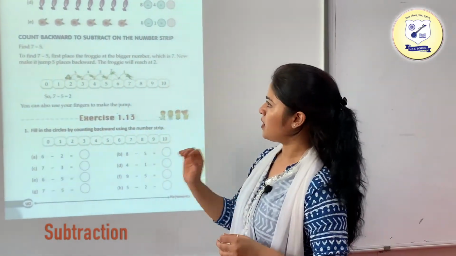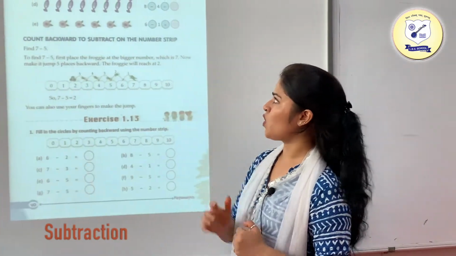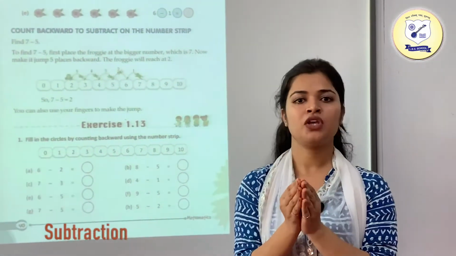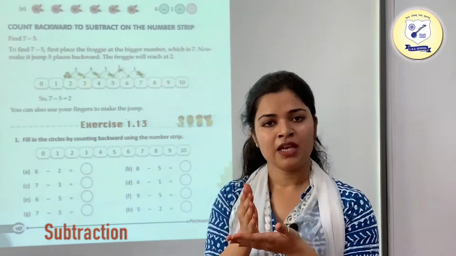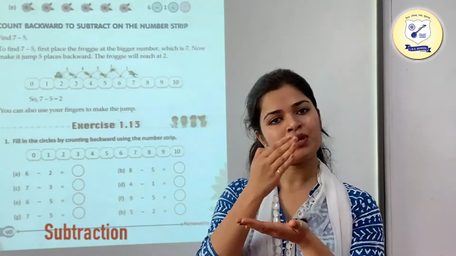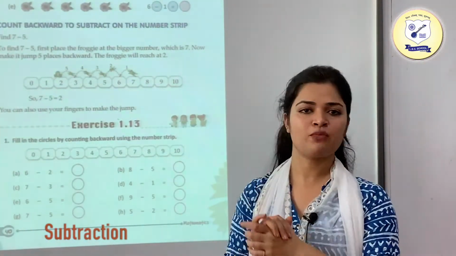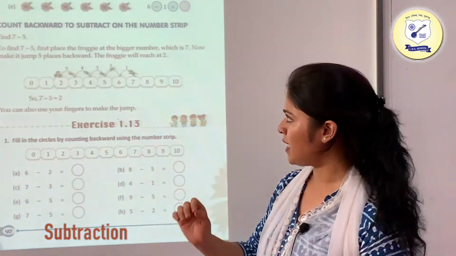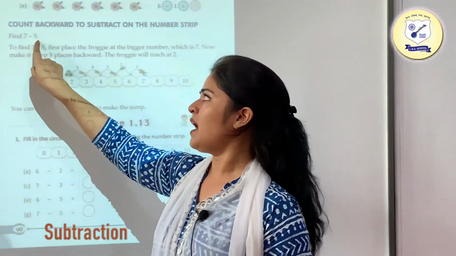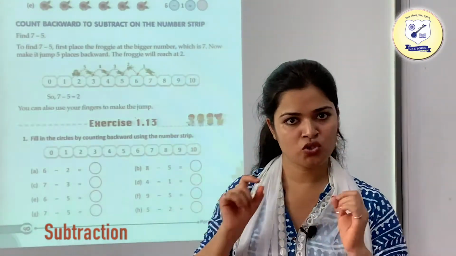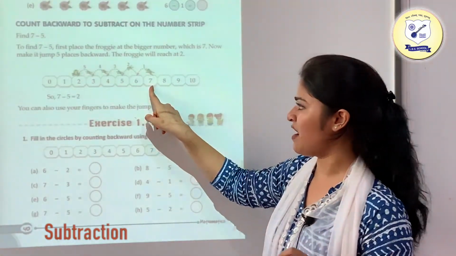Now, count backward to subtract on a number strip. If you are having a number strip, then you can either add or you can subtract. You can take help of this number strip also for subtracting 2 numbers. Like I am having 7 and I am subtracting 5 from it. So just directly go to the number 7.